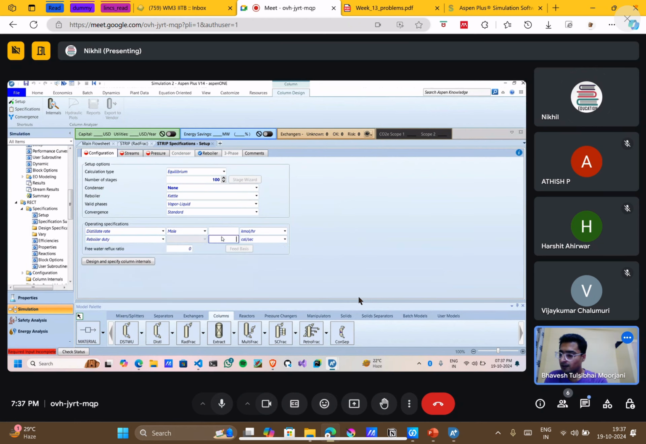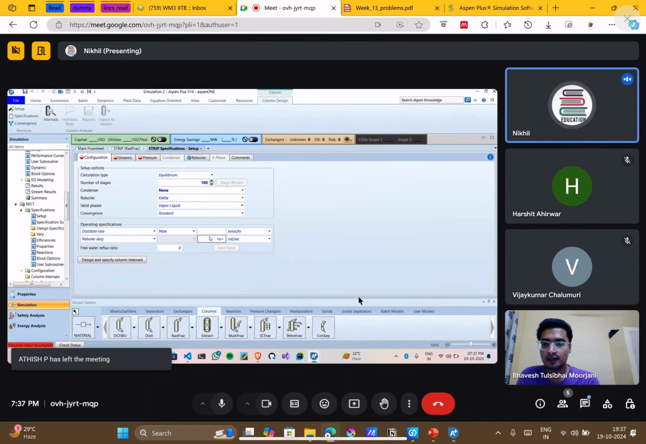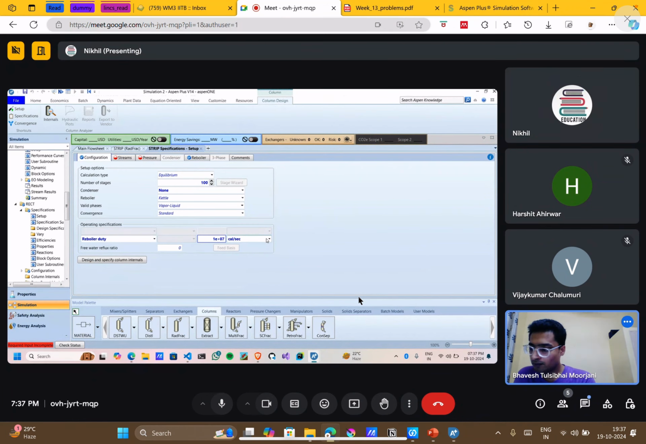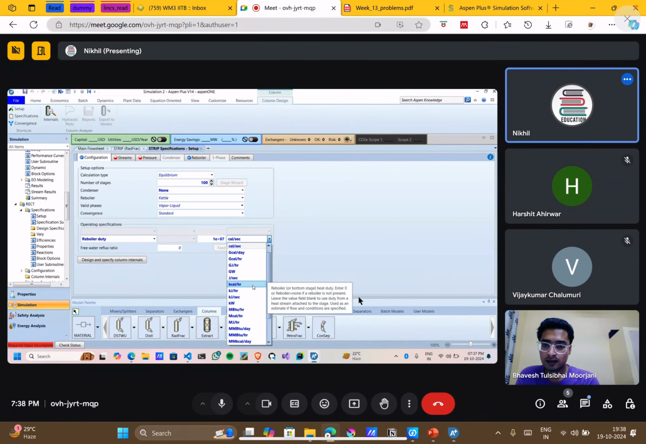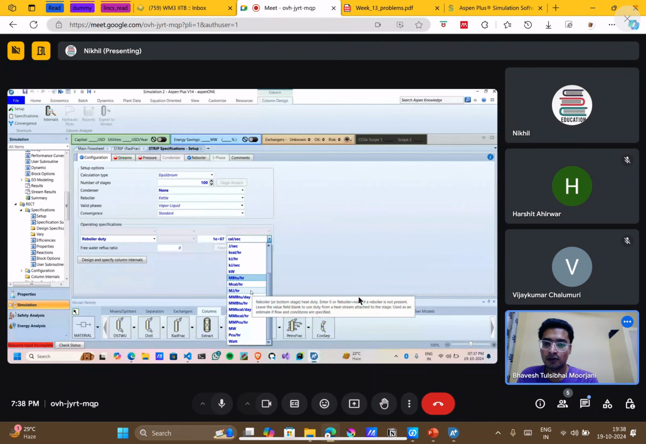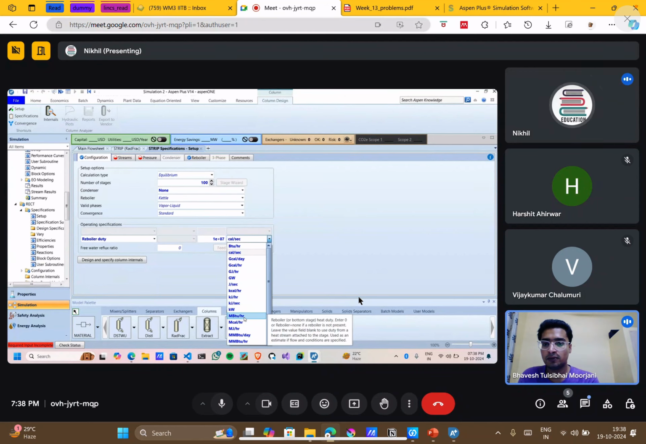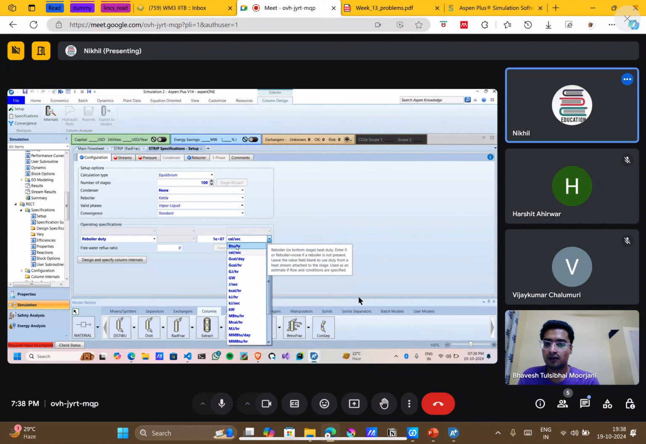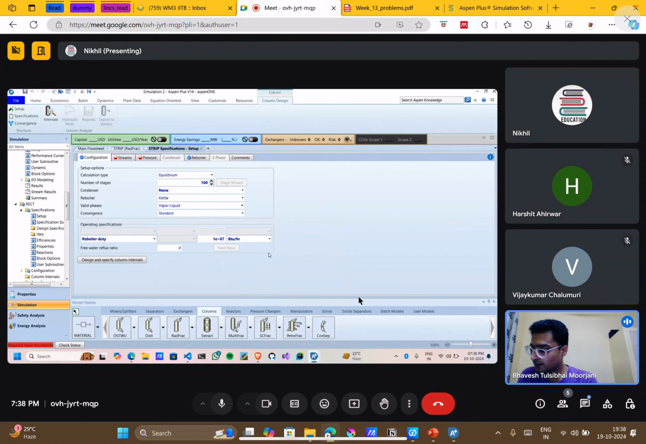That is 1 times 10 to the power 7, 1E7. And the units are BTU per hour. Go up to the top, see, the first option is BTU per hour. Okay. Go next.